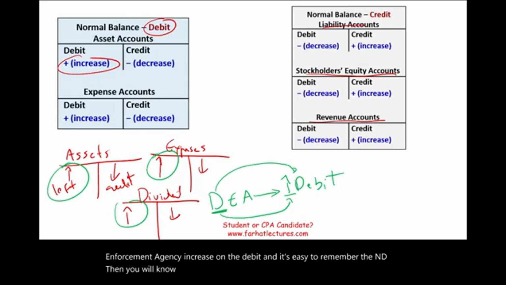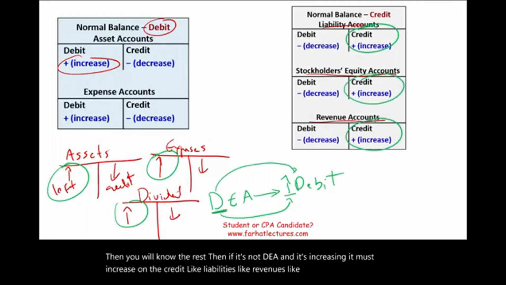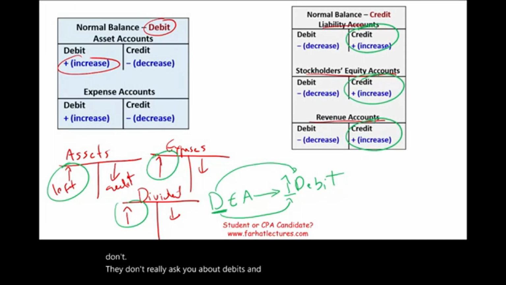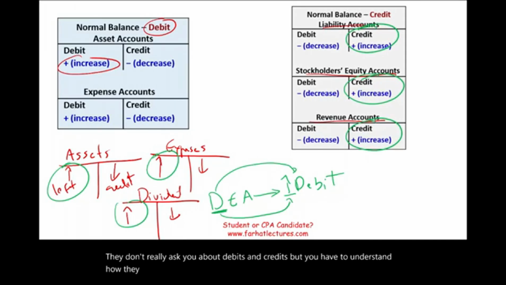Then if it's not DEA and it's increasing, it must increase on the credit, like liabilities, like revenues, like common stock under stockholders' equity. They increase on the credit. So it's very important to understand how T accounts keep track of your debits and credits. Now on the CPA exam, they don't really ask you about debits and credits, but you have to understand how they work. Because when you're analyzing a transaction, you have to understand how it works.